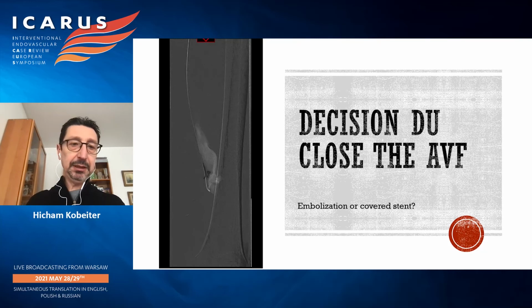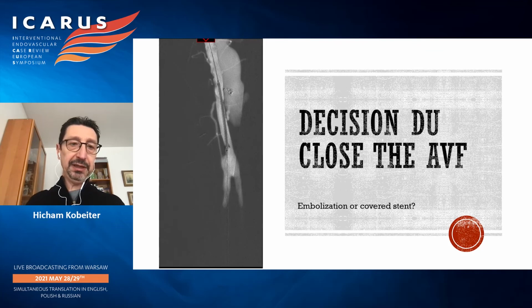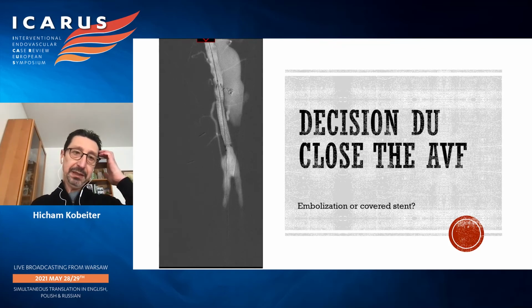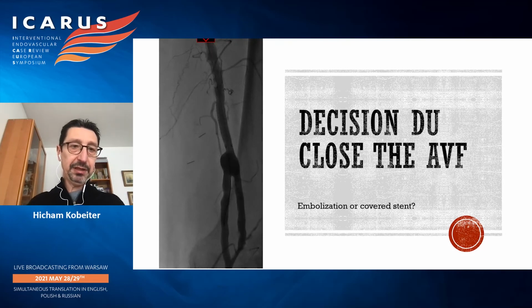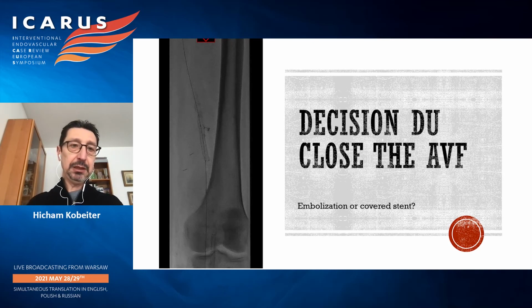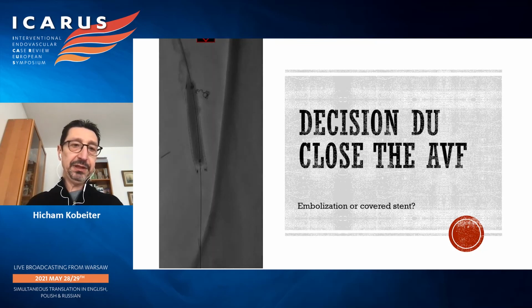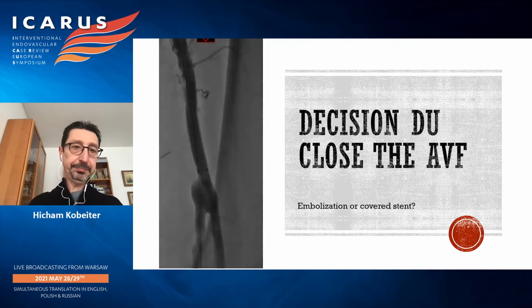So we decided to go for a covered stent, and here we can see the positioning of this covered stent. It was a Gore covered stent, Viabahn, 6 mm in diameter and 5 cm long. Here we can see a small AVF remained, but after ballooning with a 7 mm diameter balloon, this AVF disappeared, as we can see here.